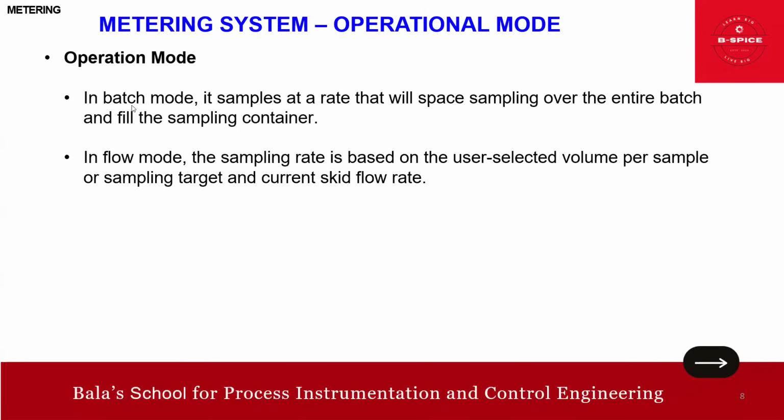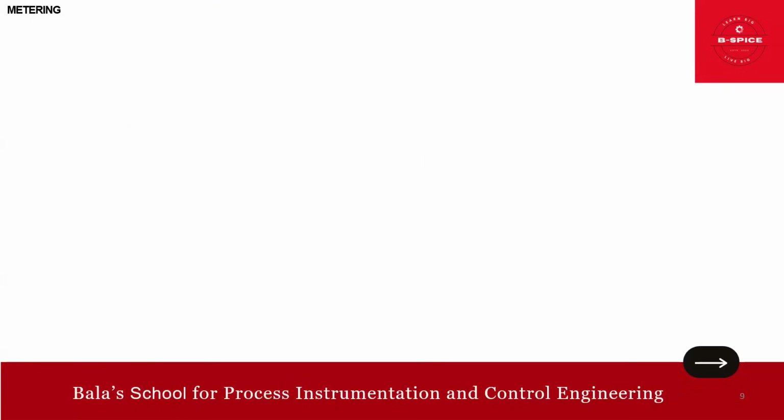Again, I repeat, friends, in a batch mode, it samples at a rate that will space sampling over the entire batch and fill the sampling container. But in a flow mode, the sampling rate is based on the user selected volume per sample. Okay. So sampling can also be time based. Okay. So this is about the operational mode basically.